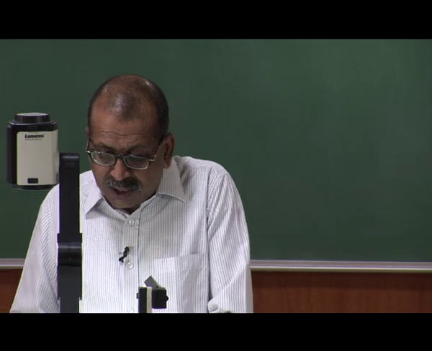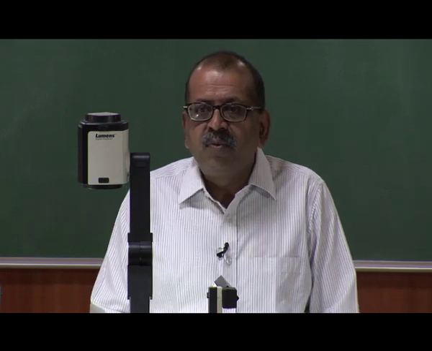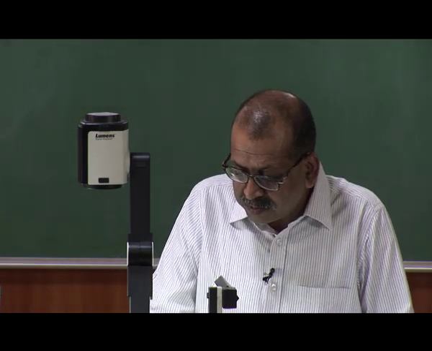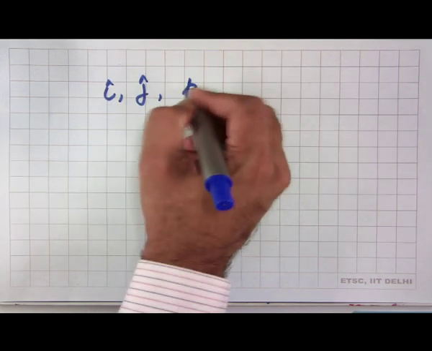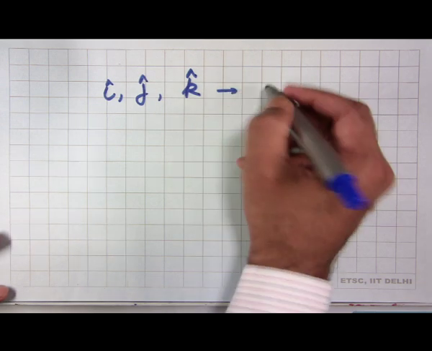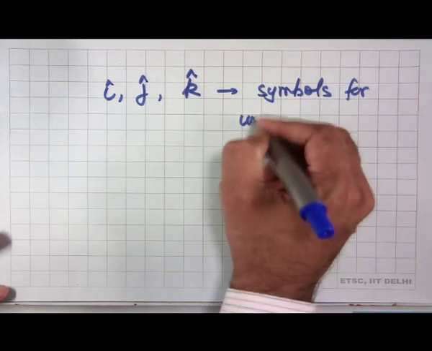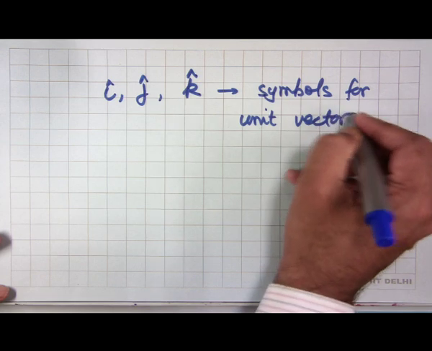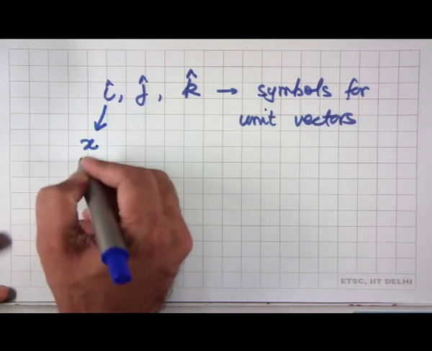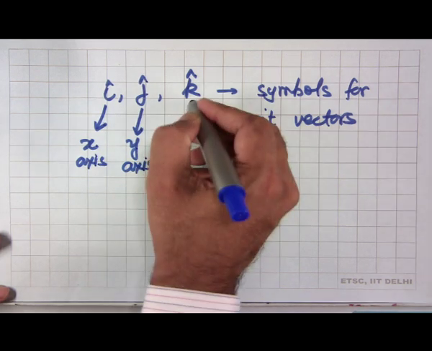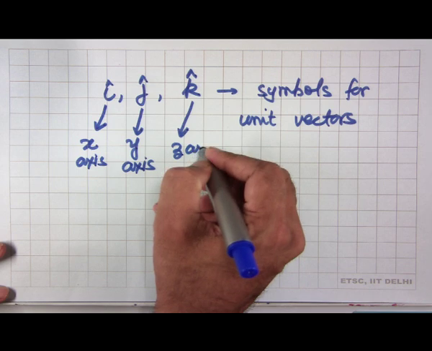We will continue with our discussion on vector operations. In the last class, we saw how a vector could be resolved along its Cartesian components, and we used i, j and k with a hat as symbols for unit vectors, where i was a unit vector along the x axis, j was the unit vector along y axis, and k is a unit vector along z axis.